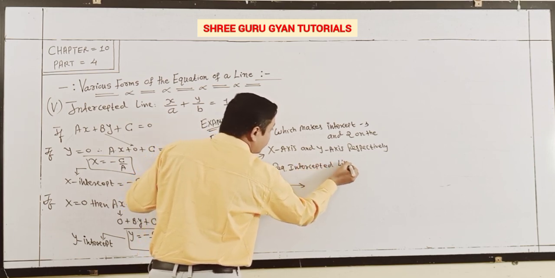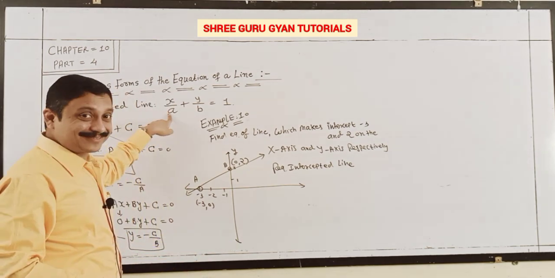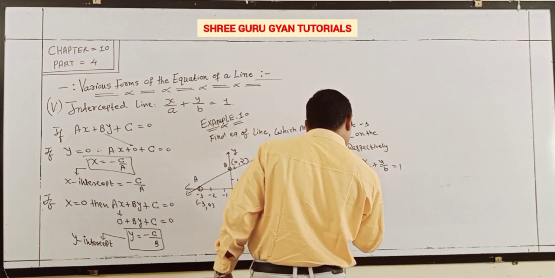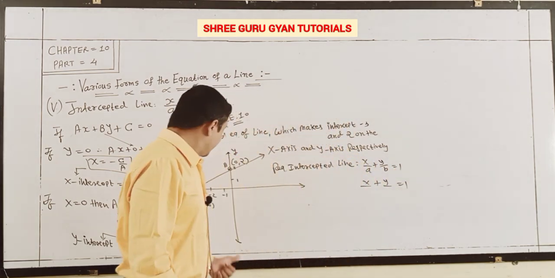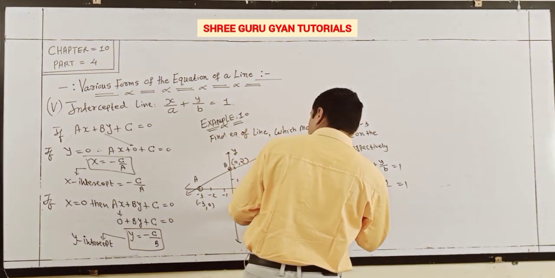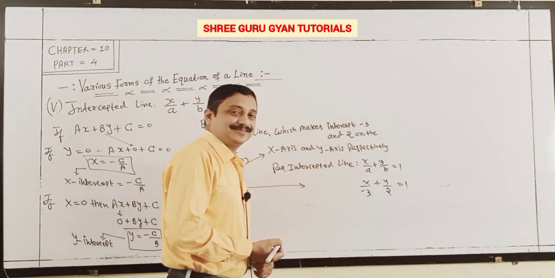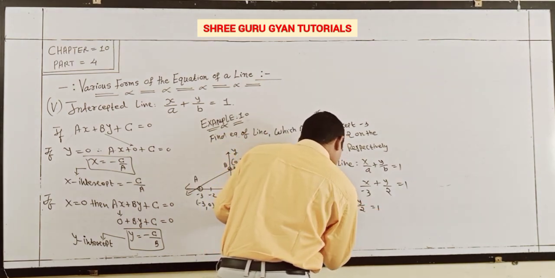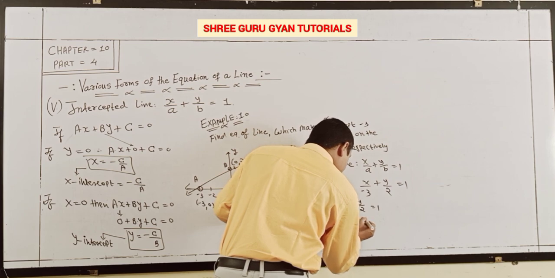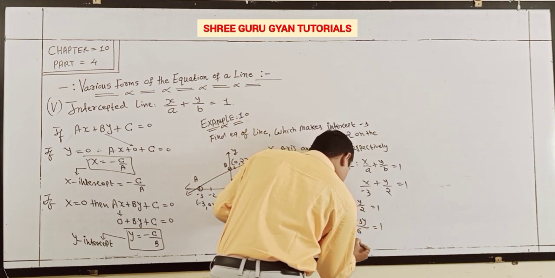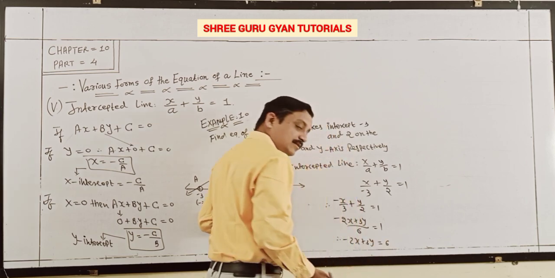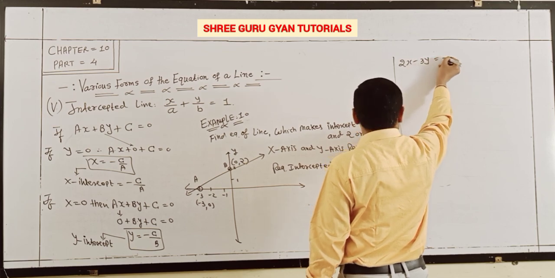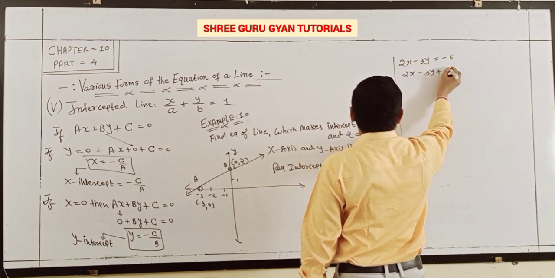The required intercept form of the line, you know the formula: x by a plus y by b is equal to 1. Just put in a and b. What is a here? Minus 3. B is 2. So minus x by 3 plus y by 2, so minus 2x plus 3y by 6. So minus 2x plus 3y is equal to 6. Rearranging, you get 2x minus 3y is equal to minus 6, and that's your standard form.